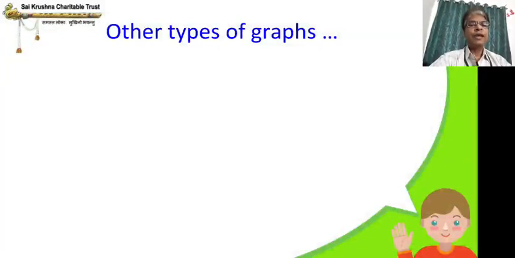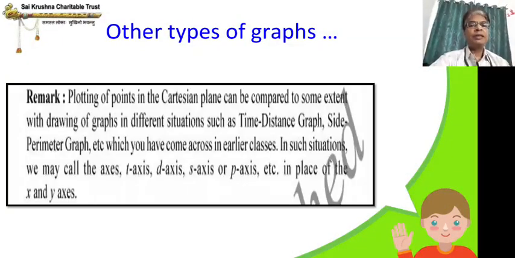Other types of graphs. Since we saw the table there, plotting of points in the Cartesian plane can be compared to some extent with drawing of graphs in different situations, such as time-distance graphs, side-perimeter graphs, etc., which you have come across in earlier classes. In such situations, we may call the axes the t axis, d axis, s axis or p axis, etc., in place of the x axis or y axis.